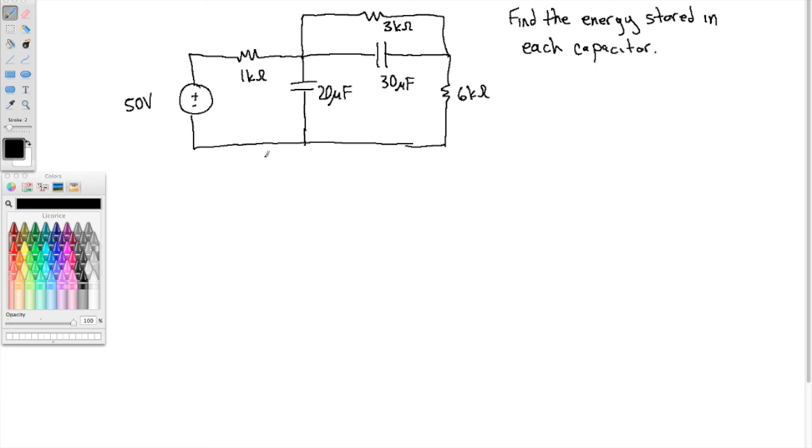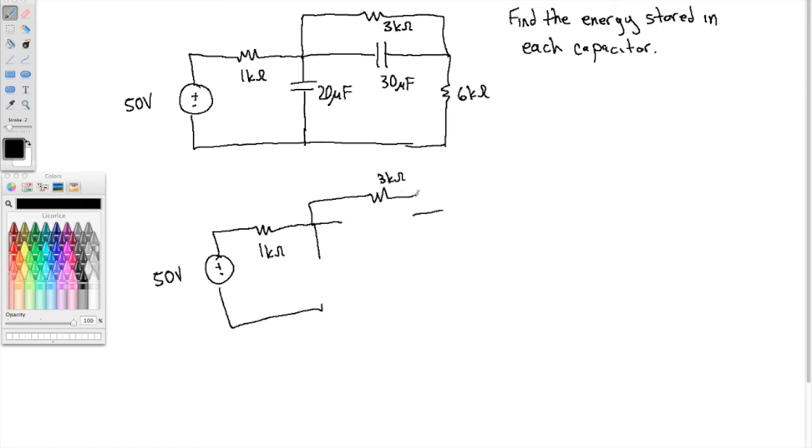All right, again, the only source here is that 50 volt source, and it's fixed, it's 50 volts. Nothing's changing in the circuit. So when nothing changes in the circuit with respect to time, that's a DC circuit. So at DC, the capacitors act as open circuits.